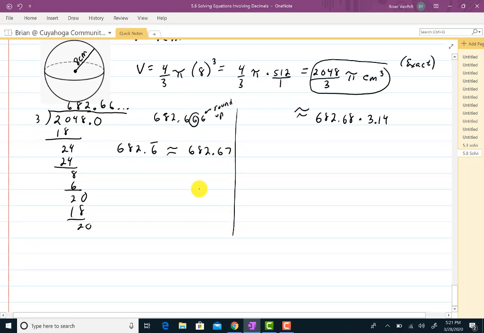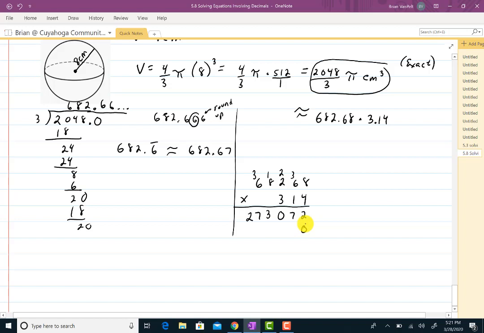Try to give myself some space. I'm going to do 68267 times 314. Let's see, 4 times 7 is 28. Carry the 2. 4 times 6 is 24 plus 2 is 26. Carry the 2. 4 times 8 is 32 plus 2 is 34. Carry the 3. 4 times 6 is 24 plus 3 is 27. Then I'm going to put a 0 for the next row.